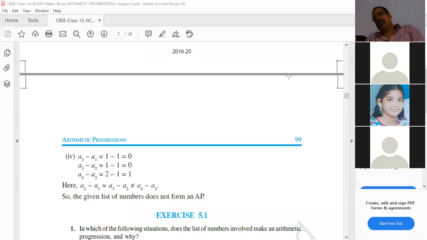So that is about the nth term up to now. I haven't told the sum of n terms. Tomorrow I'll explain that also, all the formulae. Okay?